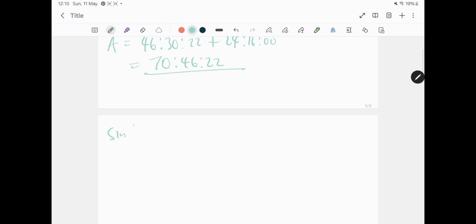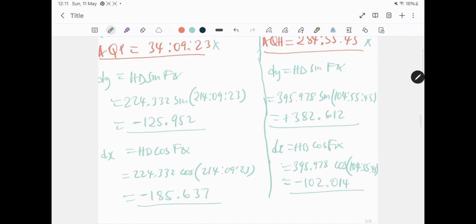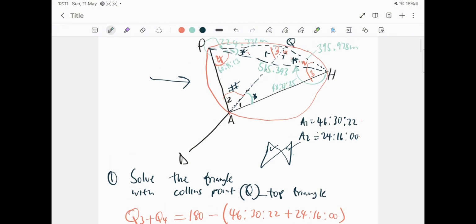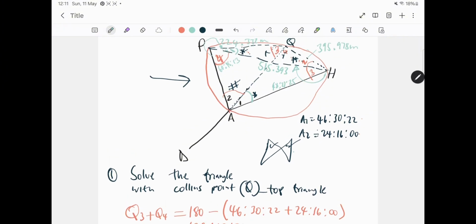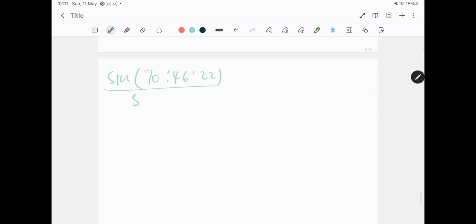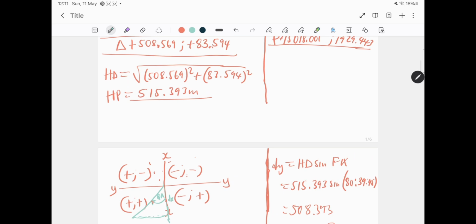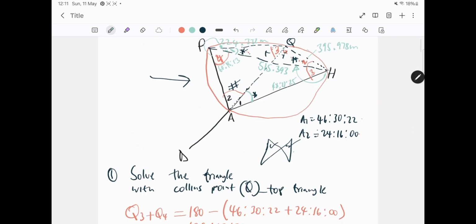So sine of this angle, sine A, let me just cut the steps. Sine of this 70 over the side opposite this 70, which is 515.393, is equal to sine of any of those unknown sides. You can choose which one you start with. So I'll just start with this one, sine h3, which is 48, 27, 25.